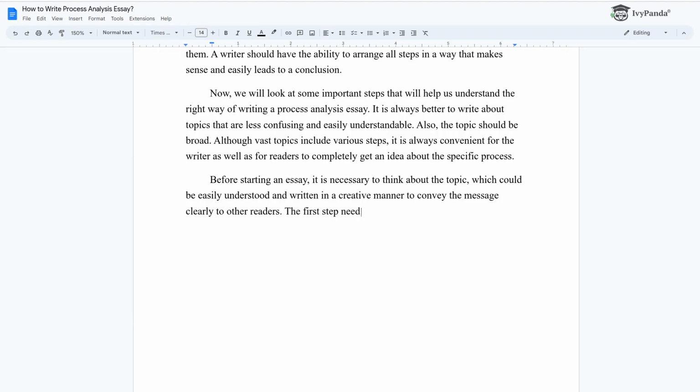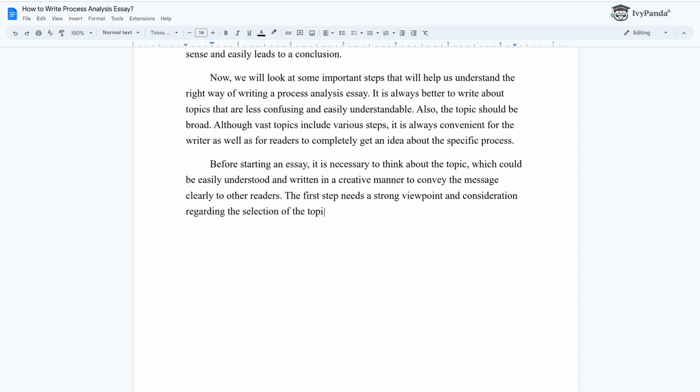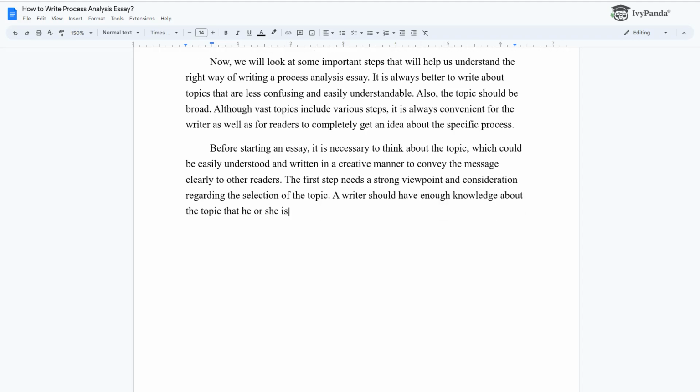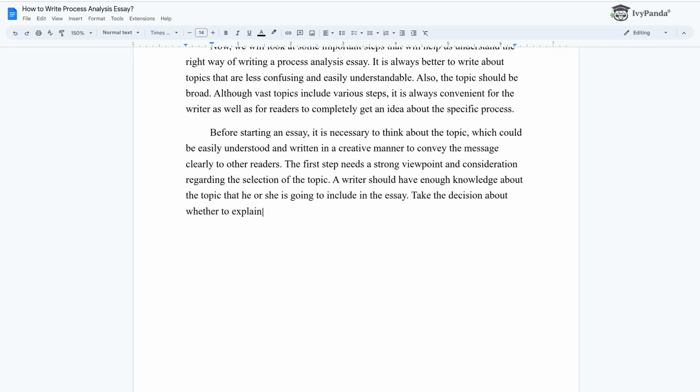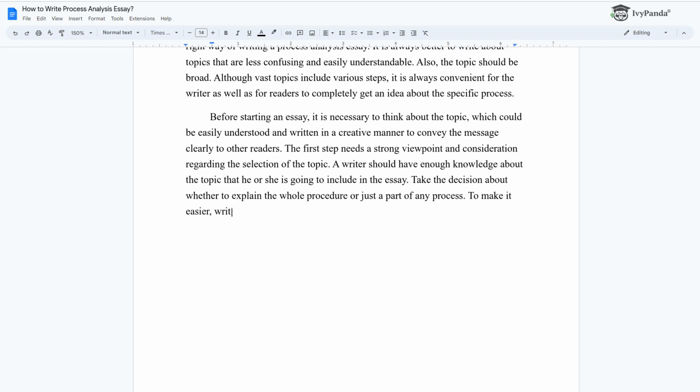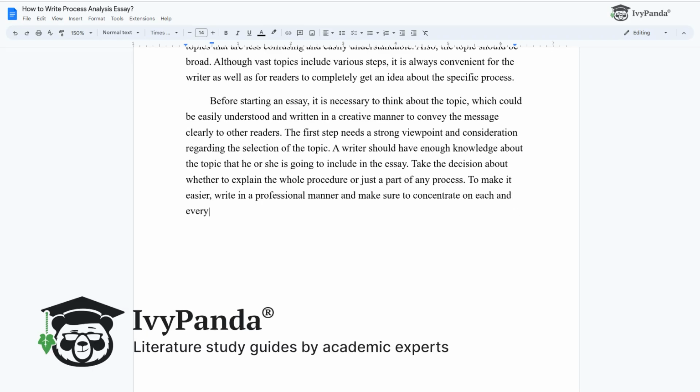The first step needs a strong viewpoint and consideration regarding the selection of the topic. A writer should have enough knowledge about the topic that he or she is going to include in the essay. Take the decision about whether to explain the whole procedure or just a part of any process. To make it easier, write in a professional manner and make sure to concentrate on each and every step while explaining.